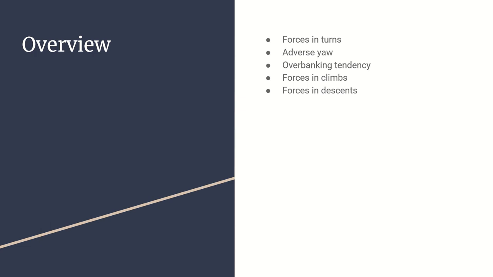We're going to talk about adverse yaw, which comes from turning. Overbanking tendency, which is something we need to deal with, and then climbs and descents. I'm going to talk a lot more about climbs because energy management is essential to flying and climbing especially. So we'll kind of break that down as a whole, but let's get started with turns.